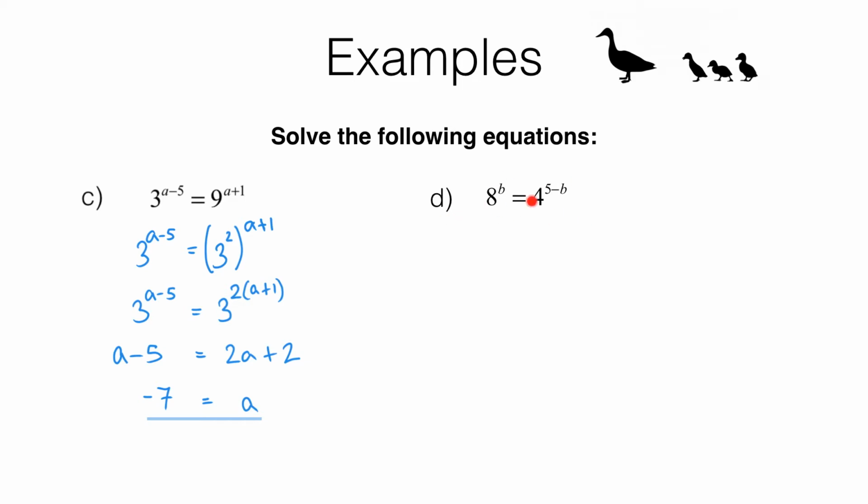Again, we've got two powers that are equal to each other, but they have different bases. But notice that both bases, the 8 and the 4, are powers of 2. So I can rewrite each of those bases as powers of 2. So I have 8, which is 2 cubed, all raised to the power of b, and that equals 4, which is 2 squared, all raised to the power of 5 minus b. Pause the video and see if you can continue from here to solve the equation.